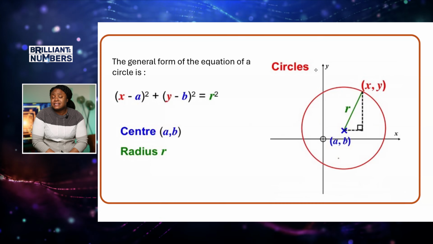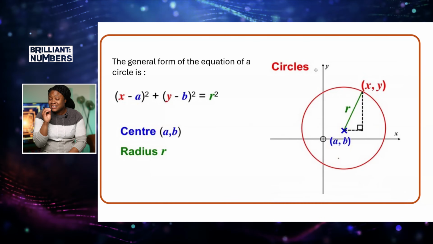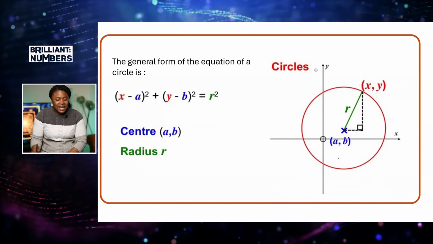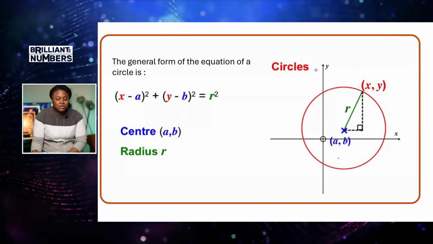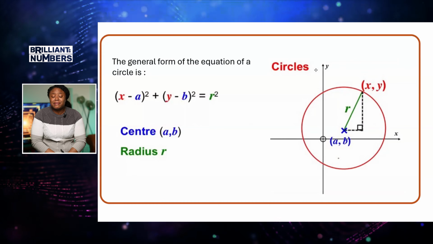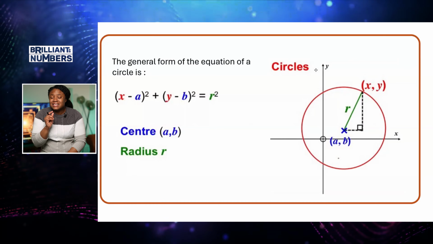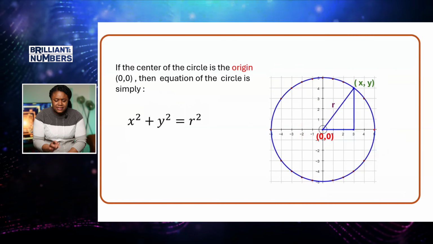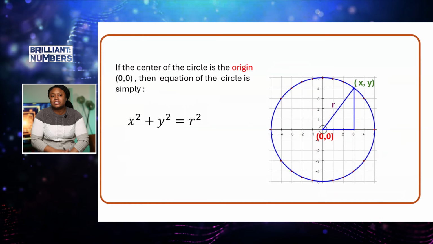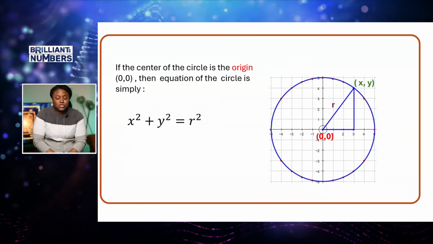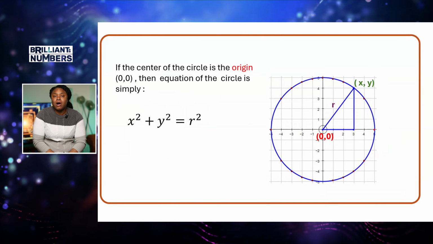Now, if our center is the origin, the equation might look slightly different, although it's the same. Clearly, if A is 0 and B is 0, subtracting them from x and y will still result in x and y. When the center is 0, this is what our equation is going to look like. So it's just going to be x squared plus y squared equals r squared.